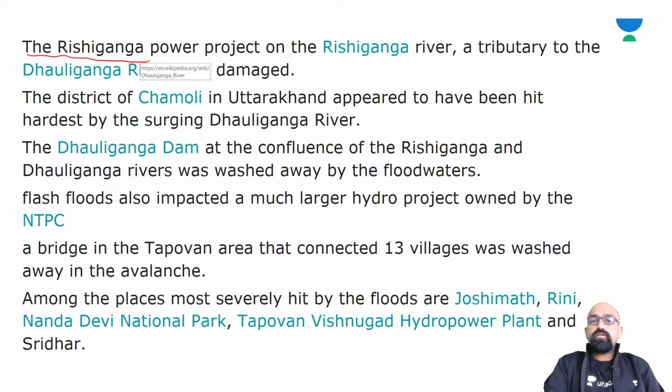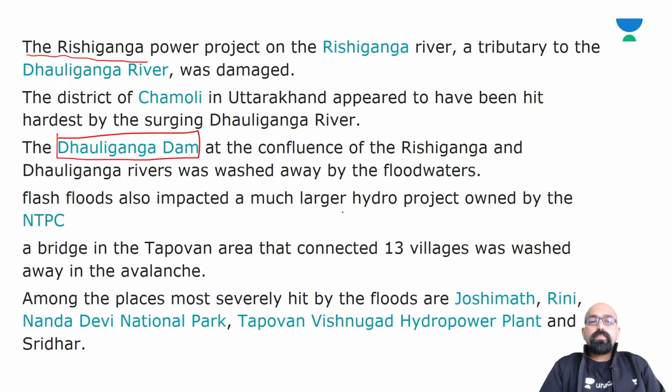Now, as I told you, the Rishiganga power project has been damaged. This power project is on the Rishiganga river. Rishiganga is a tributary of the Ganga river. The district of Chamoli was hit hardest by the surging river. The dam at the confluence of the Rishiganga and Ganga rivers was washed away by the flood waters. I'll show you the picture of the dam as well.